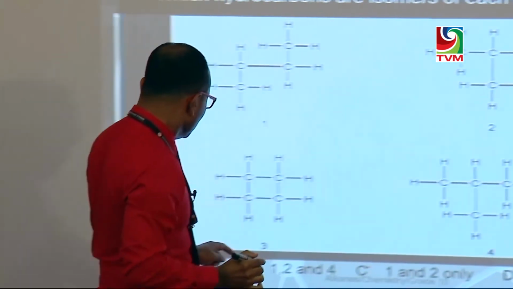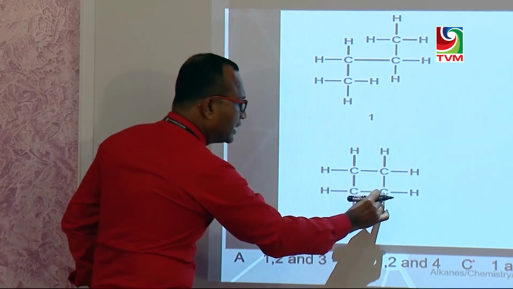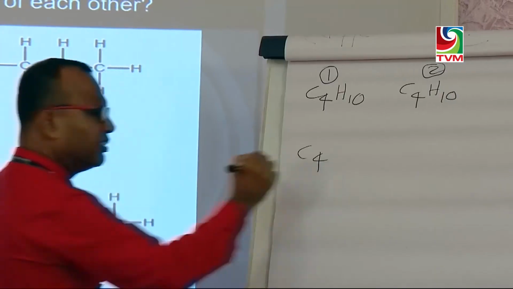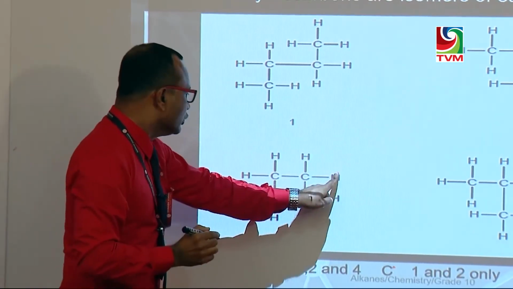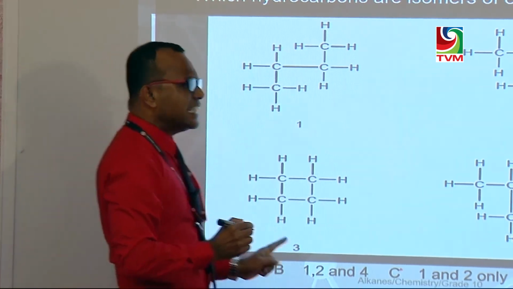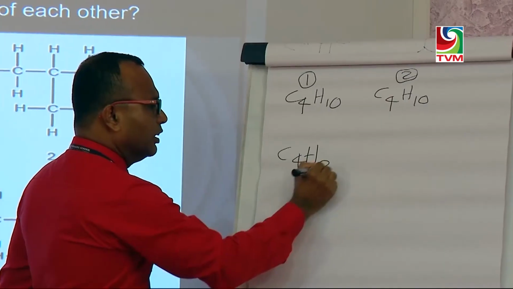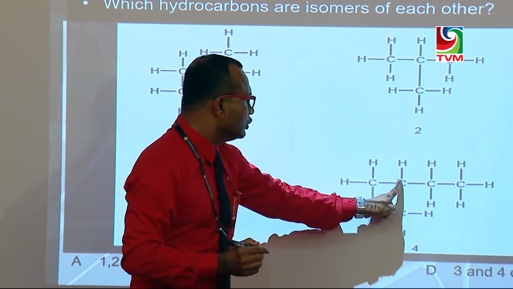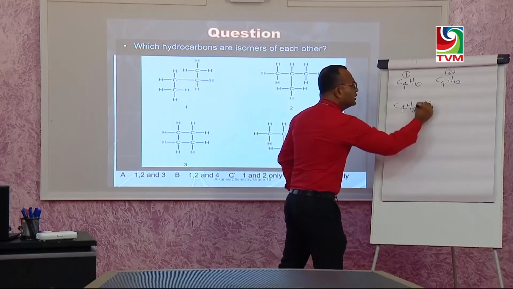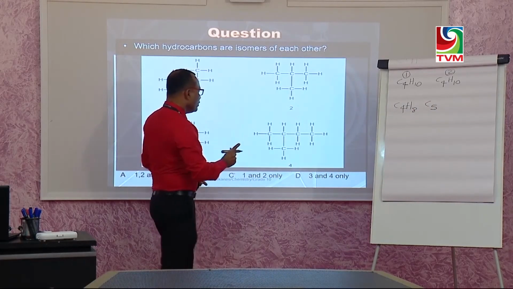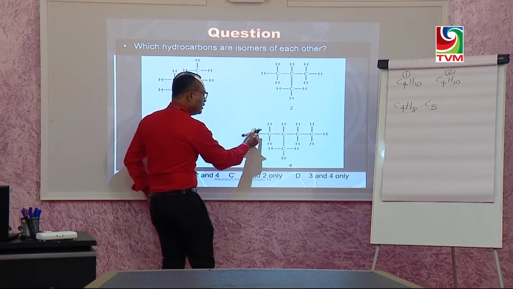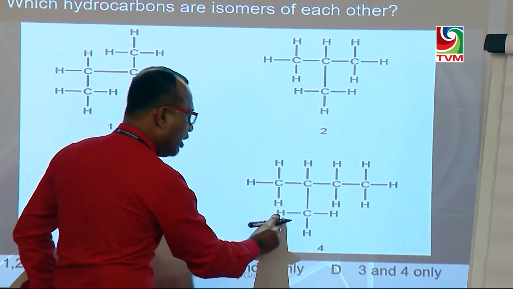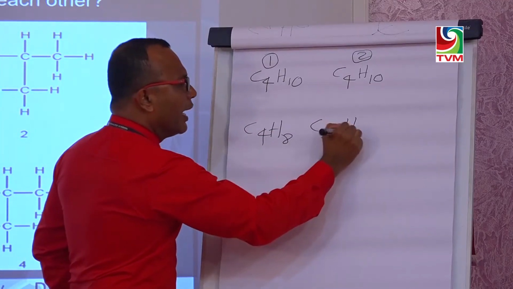Then I come to the third one. In the third one you may see 1, 2, 3, 4 carbon, hydrogen 1, 2, 3, 4, 5, 6, 7, 8. So we get 8 hydrogen. And if I come to the fourth one, carbon 1, 2, 3, 4, 5, 5 carbon, C5, but hydrogen, you may see 5, start from here 1, 2, 3, 4, 5, 6, 7, 8, 9, 10, 11, 12. I get 12 hydrogen.